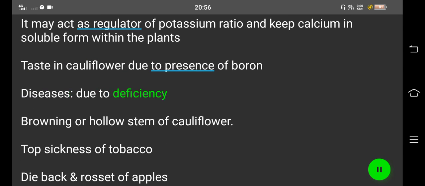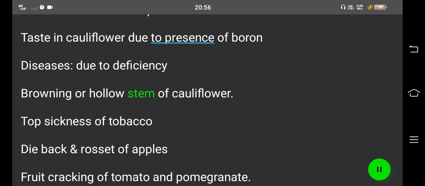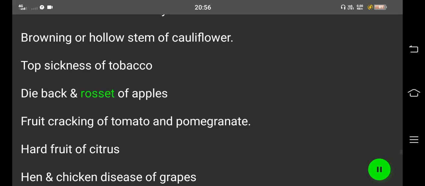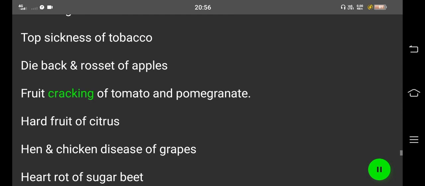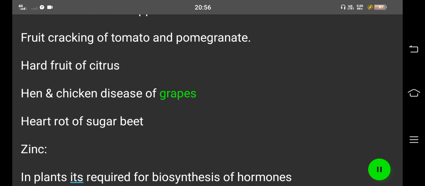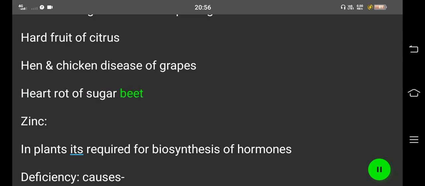Diseases due to deficiency: browning or hollow stem of cauliflower. Top sickness of tobacco. Dieback and rosette of apples. Fruit cracking of tomato and pomegranate. Hard fruit of citrus. Hen and chicken disease of grapes. Heart rot of sugar beet.